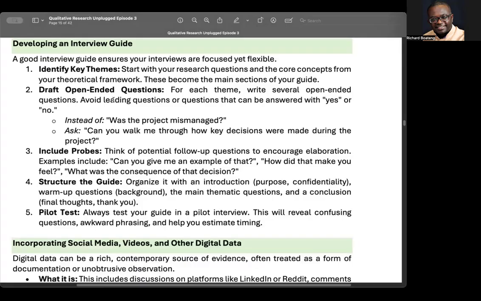The first step is to identify the key themes or topics you need to cover, based on your research questions and your theoretical framework. To link it back to the design. Always. Second, draft open-ended questions for each theme.